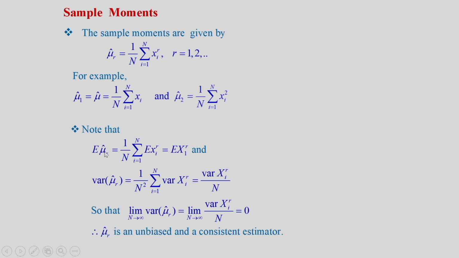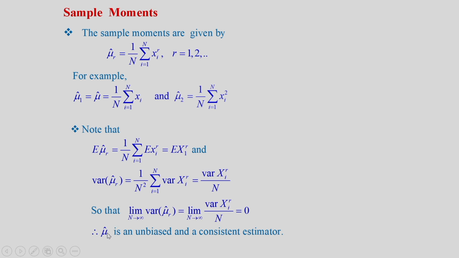This means that mu r hat is an unbiased estimator. Similarly, for this unbiased estimator, the variance of mu r hat is given by 1 by n square summation variance of Xi to the power r. Because of the independence property, all cross terms will be 0. So, that way we will have simply variance of X1 to the power r divided by n, and as n tends to infinity, this quantity will go down to 0.